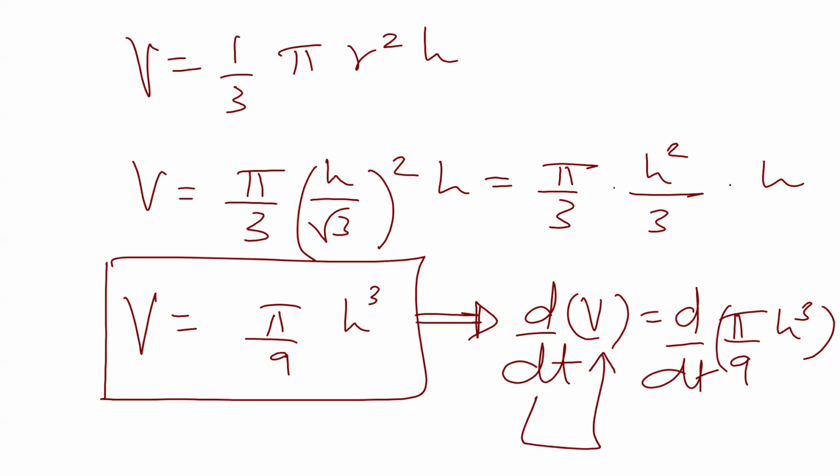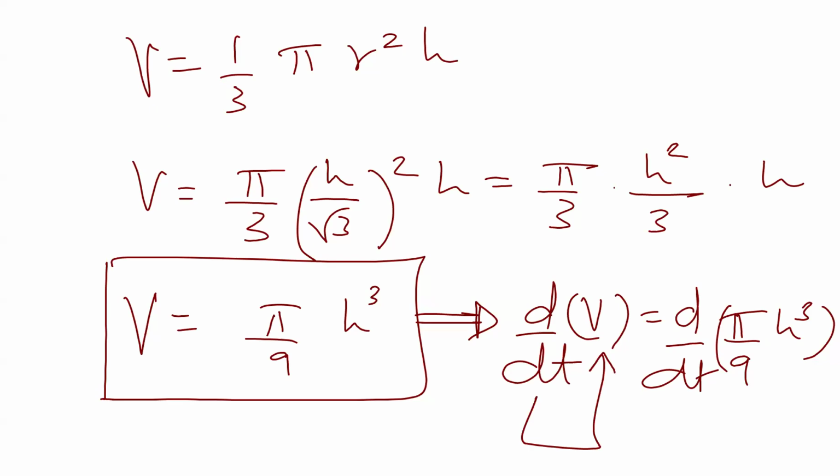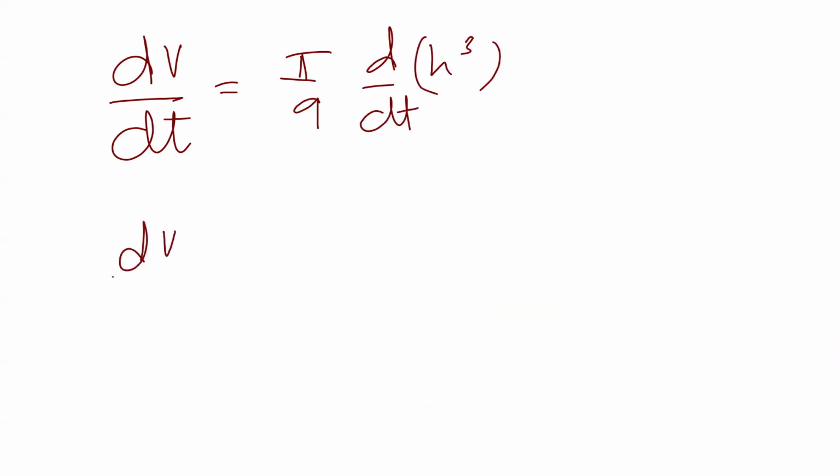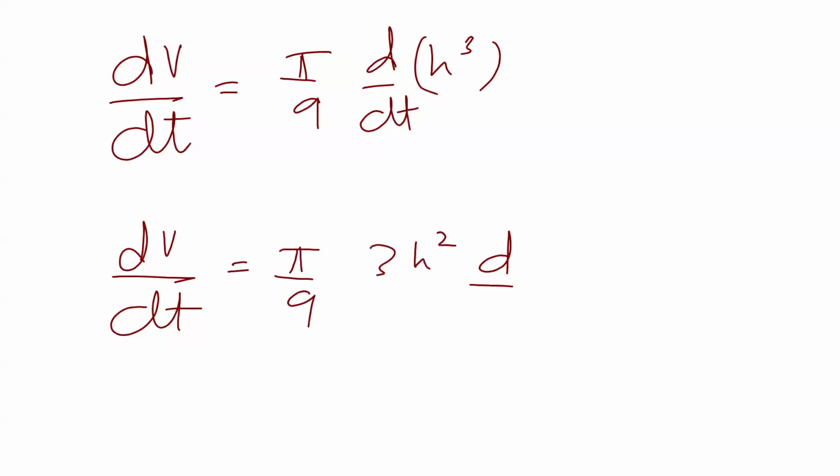d by dt of v is nothing but dv by dt. Pi by 9 will go outside, being a constant. Pi by 9 d by dt of h cube. So dv by dt is equal to pi by 9 into 3h square d by dt of h. So this is the x raised to n formula, or rather t raised to n formula. When I compare this with t raised to n, t is h. Chain rule will also come.